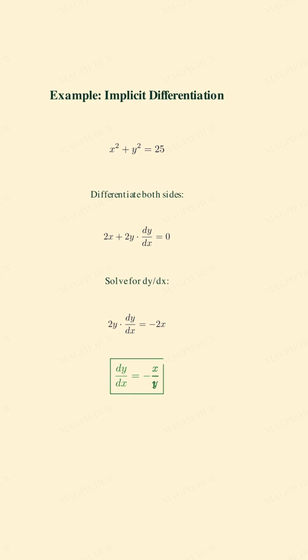Solving, 2y times dy by dx equals negative 2x. Therefore, dy by dx equals negative x over y. We can verify: at the point (3, 4) on the circle, the slope is negative 3 over 4, which is indeed perpendicular to the radius, exactly as expected for a tangent to a circle.